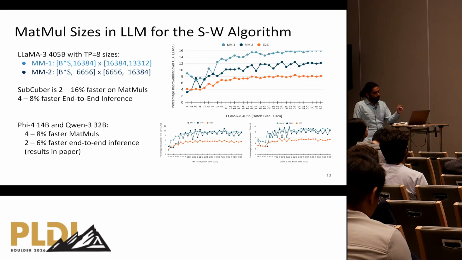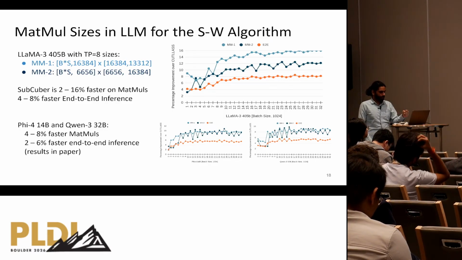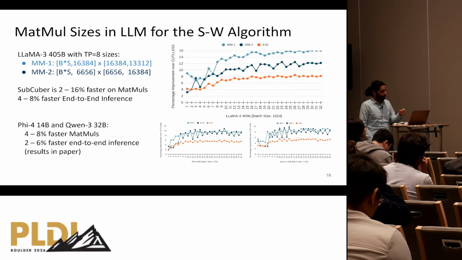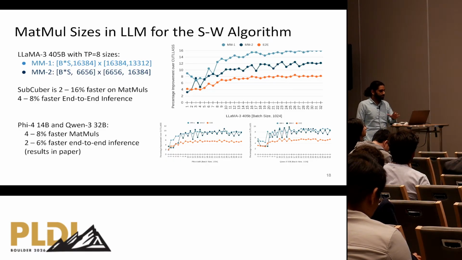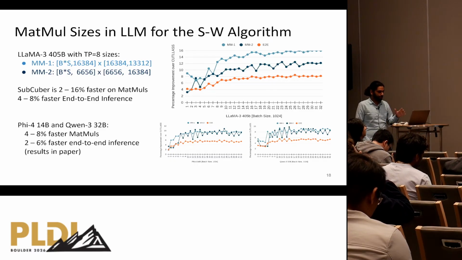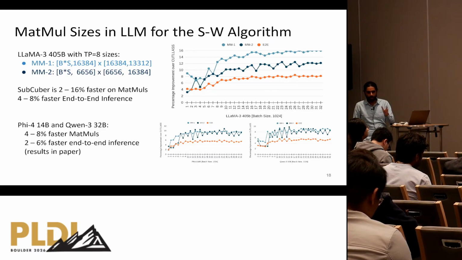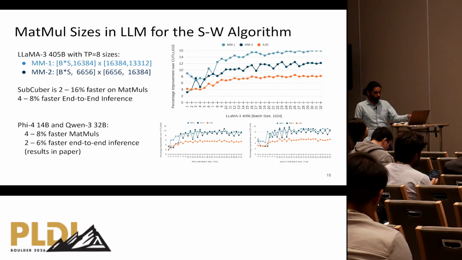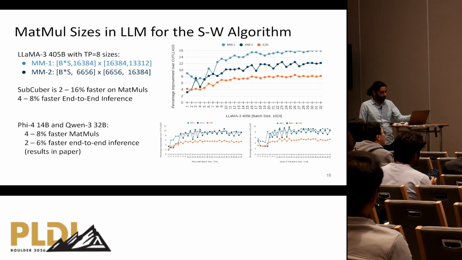Then we also picked some matmul sizes from different LLMs and tried SubCuber on those matmul sizes. So we have Llama 3, Phi 4, and Qwen 3, and these three represent a small LLM, a medium LLM, and a very large LLM. I'm going to just show the improvements for Llama, and we can refer to Phi 4 and Qwen 3 in the paper. Llama has 2 matrix multiplications, MM1 and MM2.